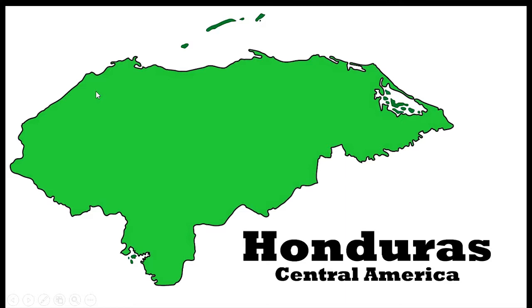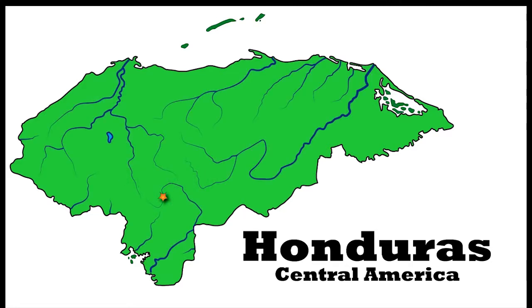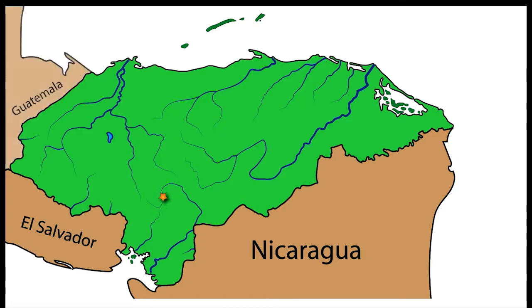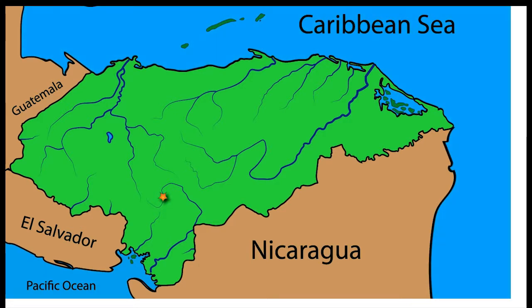So this is the country of Honduras. It's in Central America, and its capital city is Tegucigalpa. It has various rivers and one major lake, Yohoa. Neighbors to the southeast include Nicaragua, to the southwest El Salvador, and to the west the country of Guatemala. There are 2 bodies of water. To the south is the Pacific Ocean, and to the north a large coast on the Caribbean Sea.